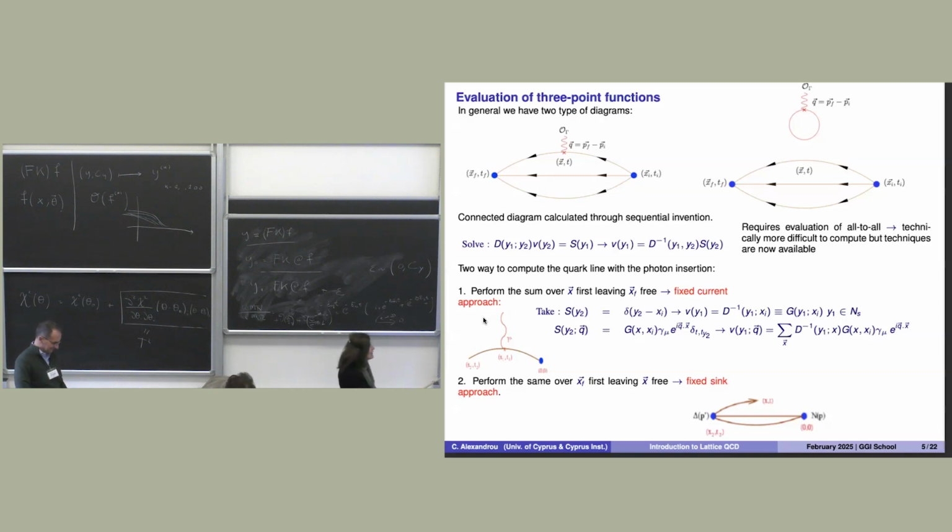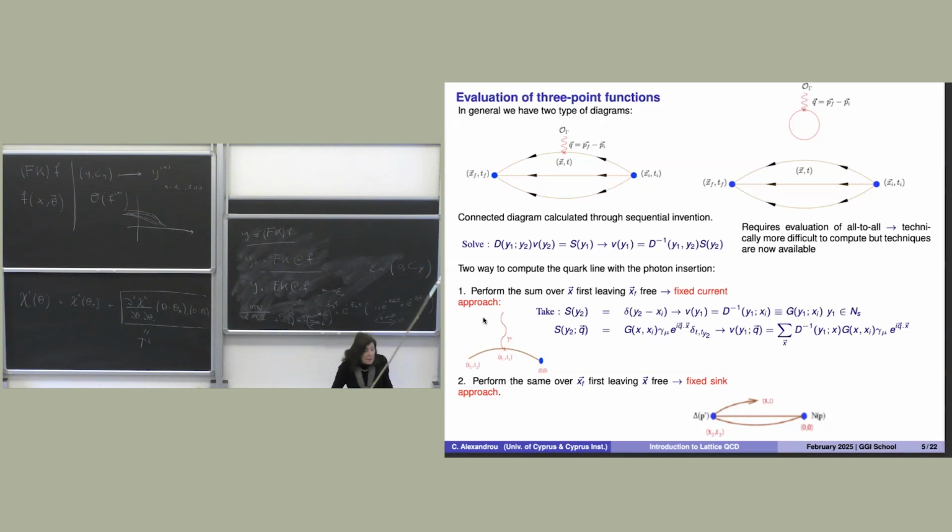Okay, so I compute. This is very good, actually. I like it. This is the old-fashioned way. So I fix the current, so it's called fixed current, and I compute the line going everywhere, and then I bring the other two propagators and do the sum. Okay? So that's how I compute it.